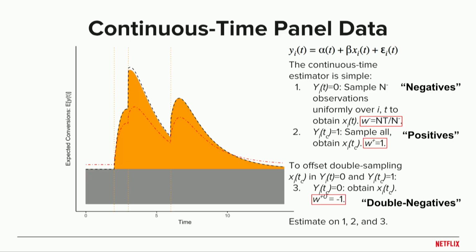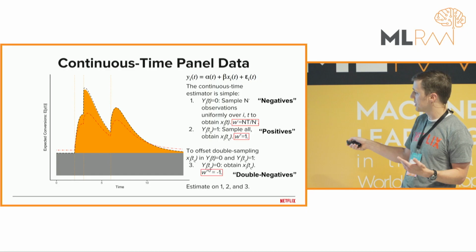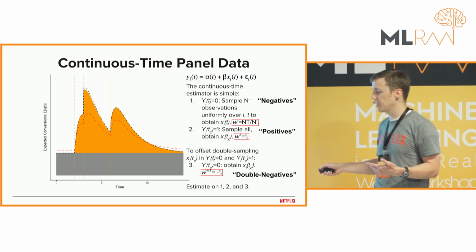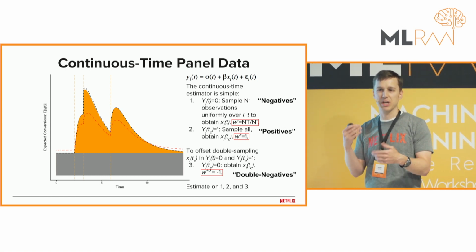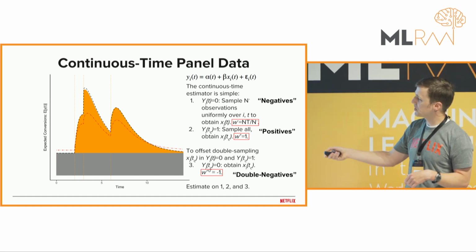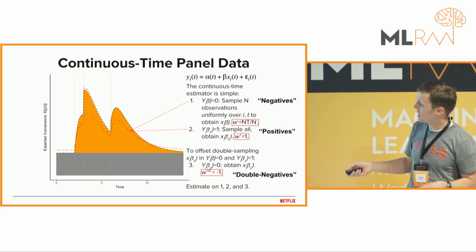In order to solve this problem, we came up with this method, which I call double negatives. It basically boils down to doing the same thing you normally would do with negatives and positives, but because you're in continuous time, you need this extra thing to account for double counting of when you sampled the positives with the negatives. This graph is just to show you that it in fact matters.